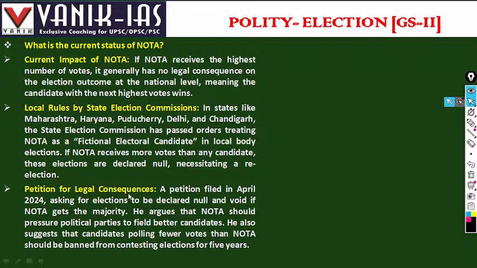Petition for legal consequence: a petition was filed in April 2024 asking for the election to be declared null and void if NOTA gets the majority. He argued that NOTA should pressure political parties to field better candidates. He also suggests that candidates pulling fewer votes than NOTA should be banned from contesting elections for 5 years because they are rejected by the voters. So they don't have any right. So the candidates securing this must be rejected.